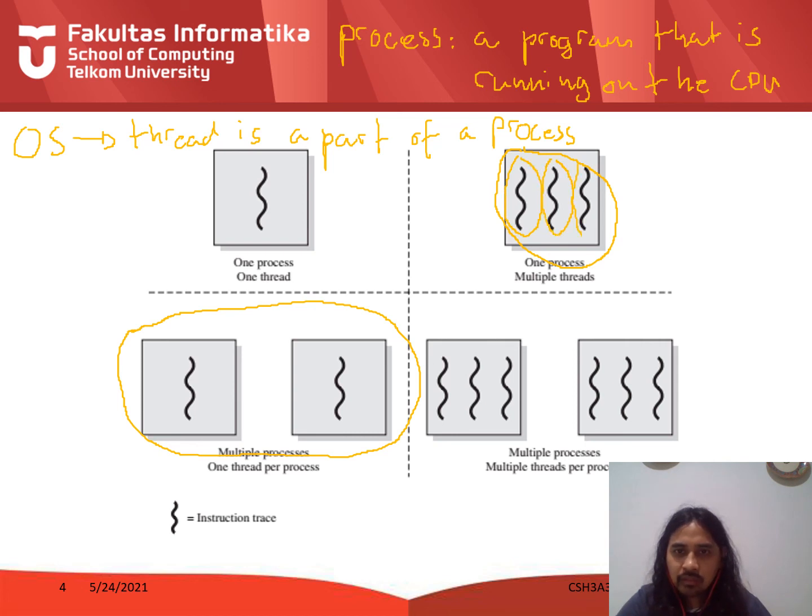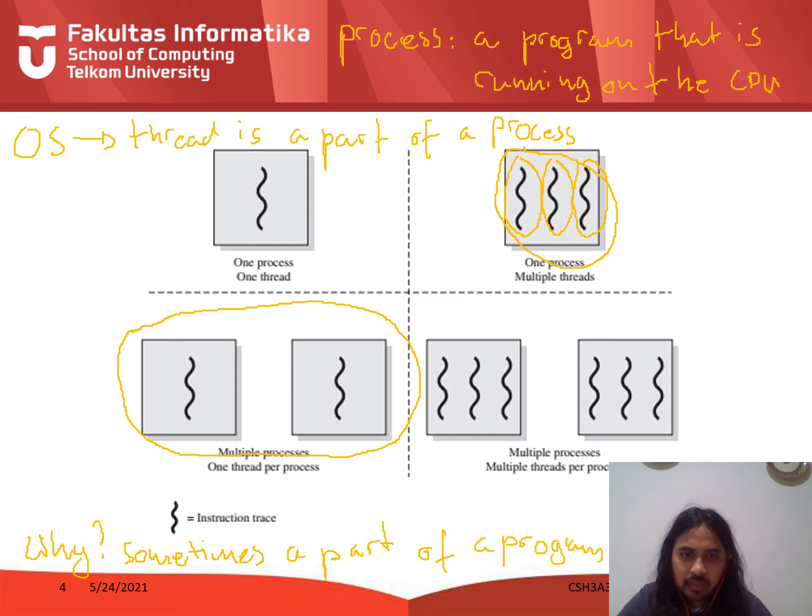So why are we using thread? Because sometimes a part of a program needs to run in parallel. So, for example, if two parts of a program need to run at the same time, then we create two threads and they run at the same time.